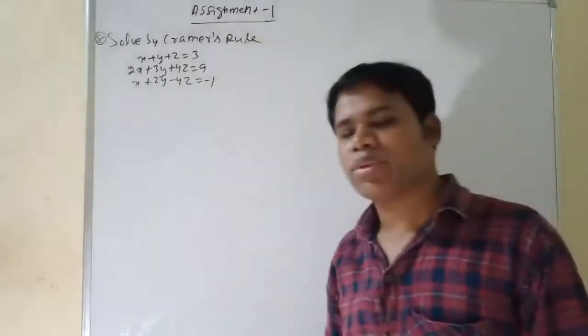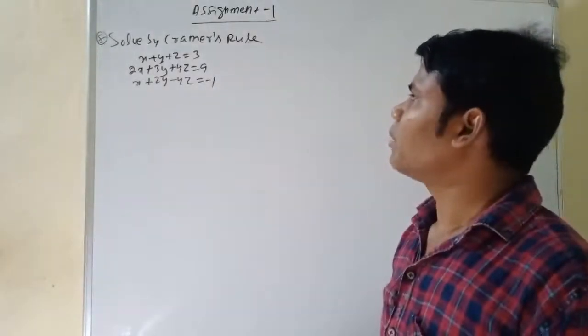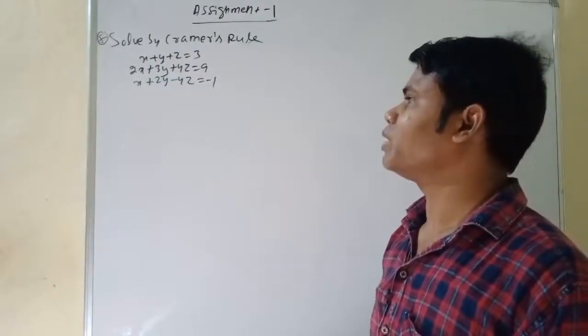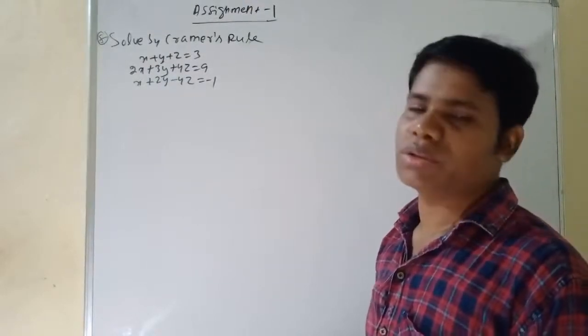You see the next question. Solve by Cramer's rule: x plus y plus z is equal to 3, 2x plus 3y plus 4z is equal to 9, x plus 2y minus 4z is equal to minus 1.